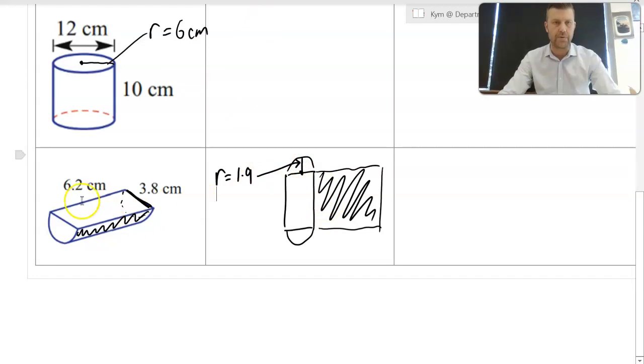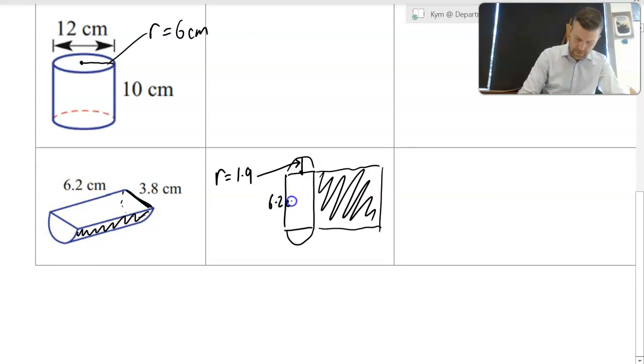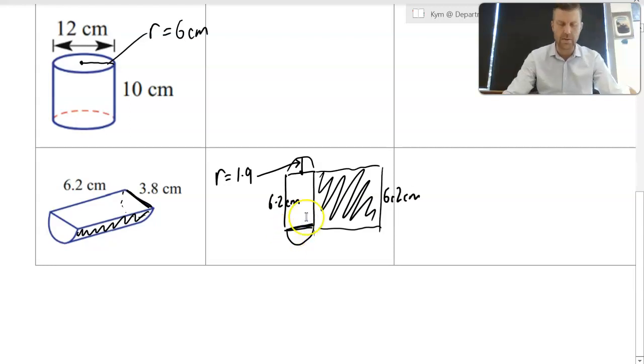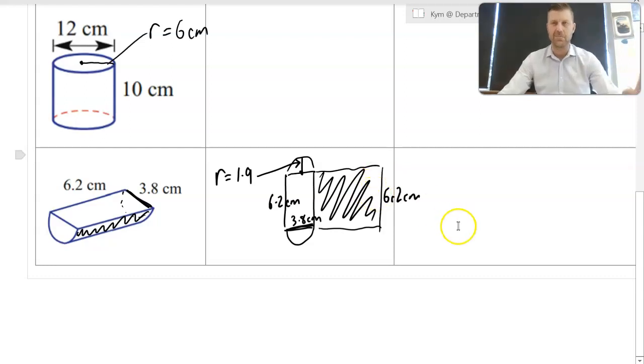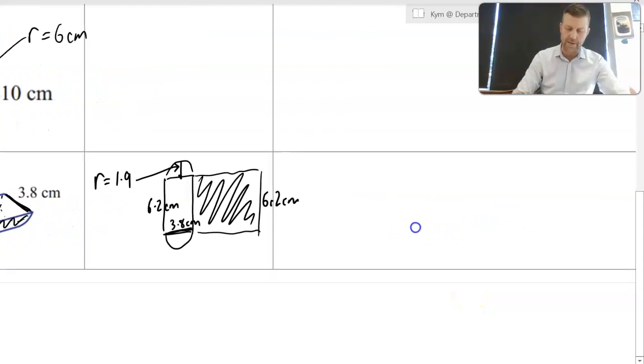So we're going to use a radius of 1.9, which is from there to there. And we're also going to use the length here of 6.2 centimeters, which is also 6.2 centimeters here. And the width of that rectangle will be 3.8 centimeters. So if I look at 4 different parts, I've got 2 half circles, so 2 shapes, a rectangle and another rectangle. So I'm going to work out the area of all those shapes using a slight variation of the formula.